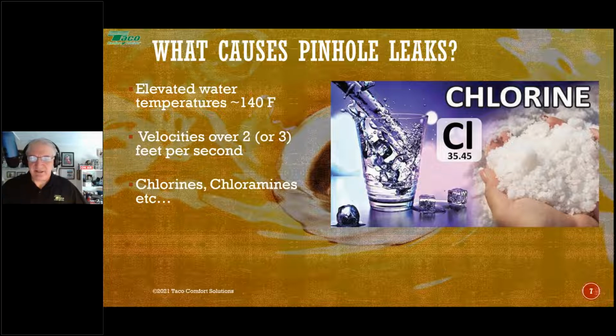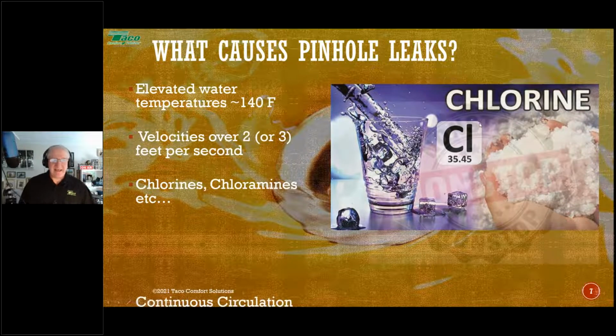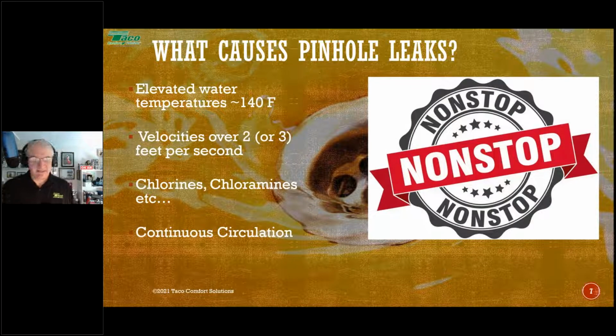The last element is also something that we can control, and that is continuous circulation. Continuous circulation is a key element in creating pinhole leaks in domestic hot water. Now, if we think about this, hot chlorinated water at high velocities running continuously, that, folks, is a recipe for disaster when it comes to your piping system. That will cause pinhole leaks in copper piping and it'll help deteriorate PEX piping very, very quickly. Hot chlorinated water at high velocities running continuously is the kryptonite for any piping material.